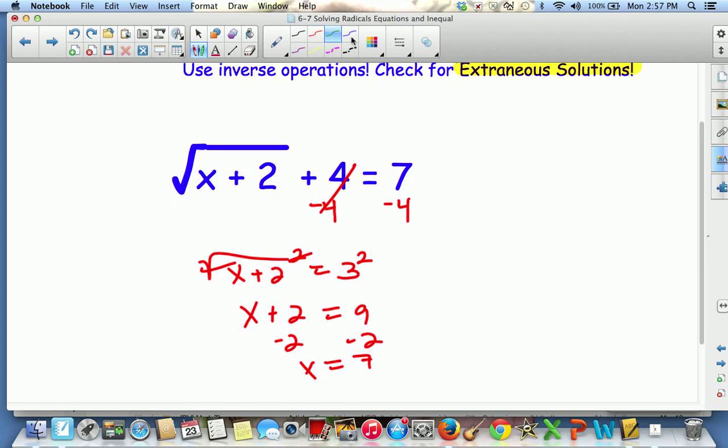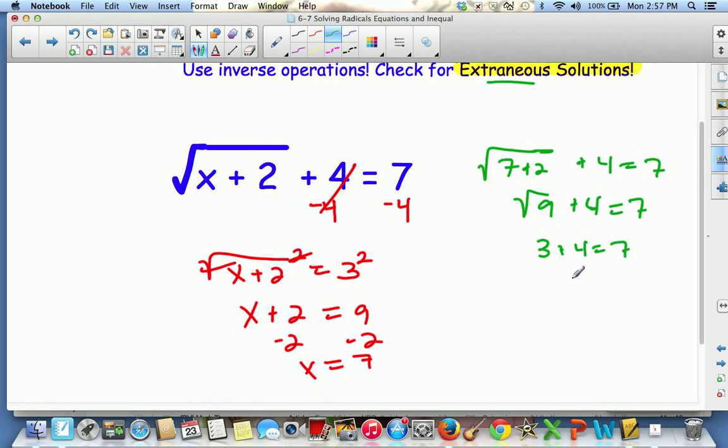So now let's check for our false solutions, our extraneous solutions. Let's see if 7 works. So we have the square root of 7 plus 2, plus 4 equals 7. 7 plus 2 is 9. The square root of 9 plus 4 equals 7. 3 plus 4 then equals 7. Is that a true statement? Yep, 7 equals 7. So then we can go back and circle our answer because that's true.